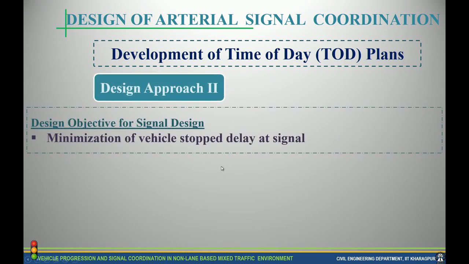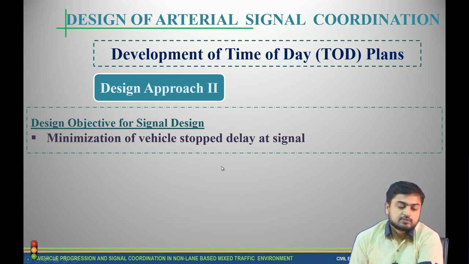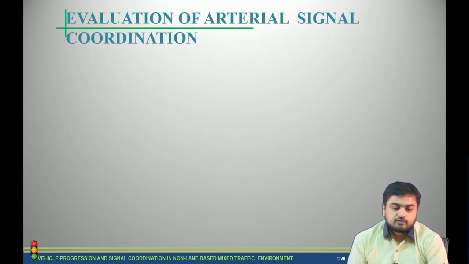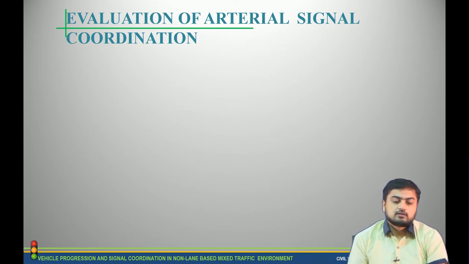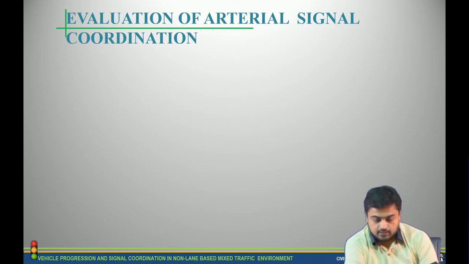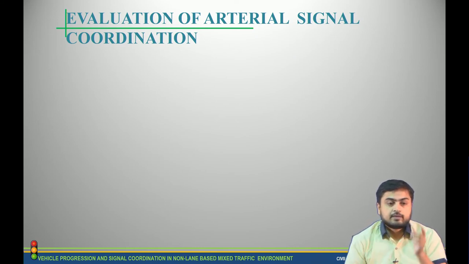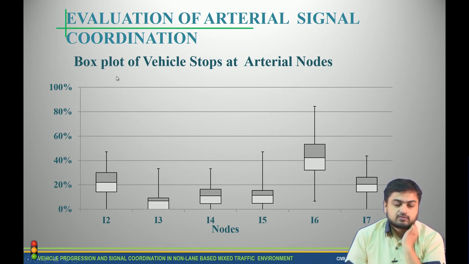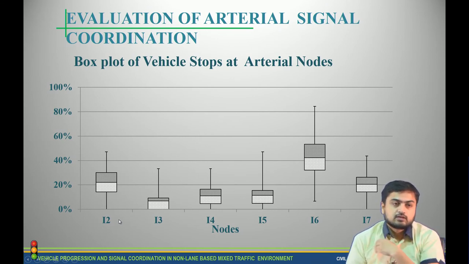While design approach 2, the design objective considers the minimization of vehicle stop delay at signal. The evaluation of RTL signal coordination, as Professor Moitra said, we implemented on the EM Bypass, the map is shown earlier, and these are the various results we found here. So, it shows the box plot of vehicle stops at arterial nodes, and there are 7 nodes actually. Taking the first node as a starting node, from the second node we will start the coordination.